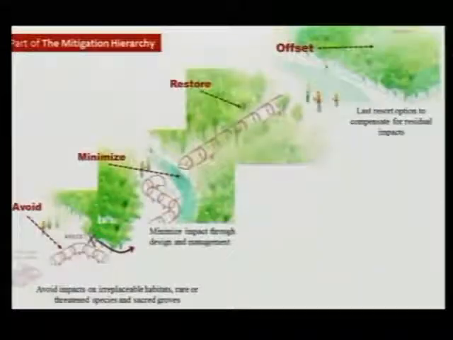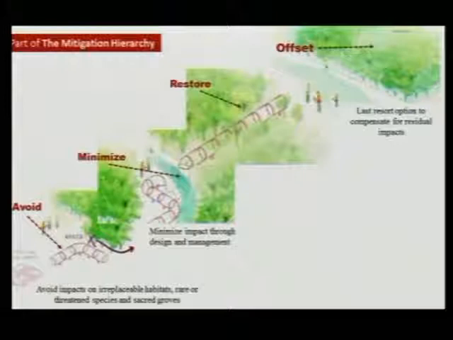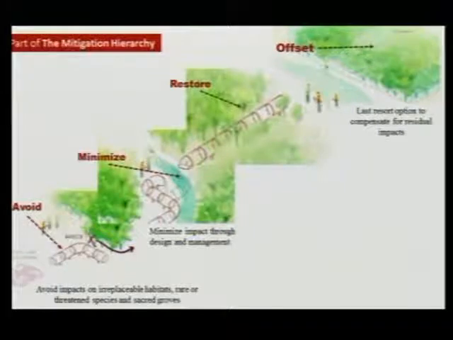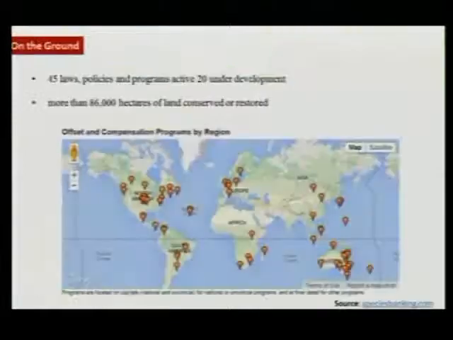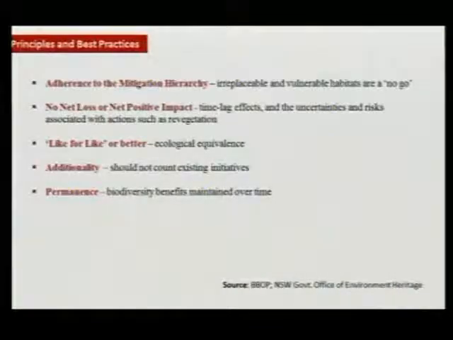And if you can't avoid impacts, try to minimize impacts by changing the design of your project. If you cannot minimize impacts, restore the habitat that you have degraded or destroyed. And once you've done that, the last step, and if you still have any residual adverse impacts which have not been compensated, then you go for offsets. So I'll come back to this slide.